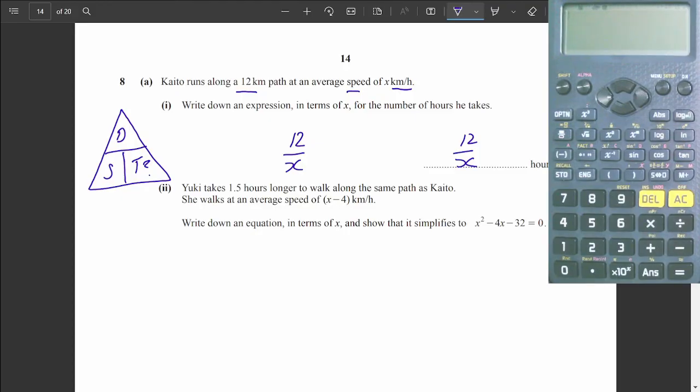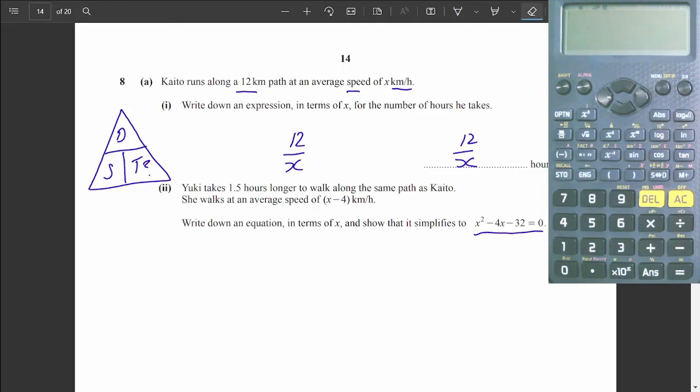Okay, then Yuki comes along and takes 1.5 hours longer to walk along the same path as Katya. She walks at an average speed of x minus 4. And then we have to do lots of stuff algebraically to get that. Okay, so we're working with the time.